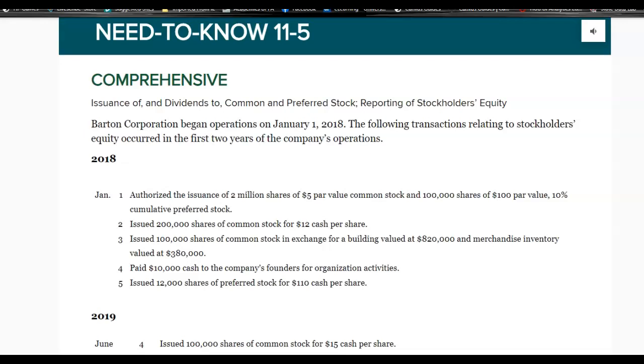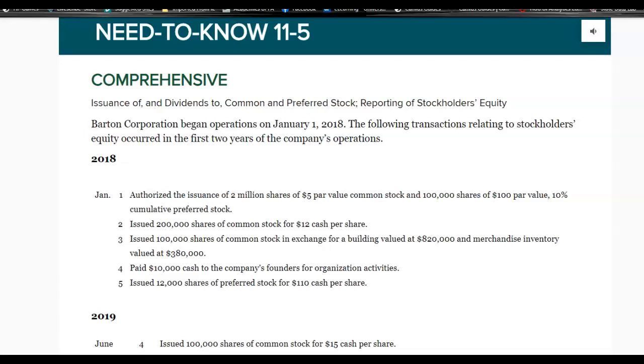Remember, we had 200,000 shares issued initially for cash. So we had 1.8 million that we were still holding on to. Now we're going to issue another 100,000 shares, and this time it's going to be for some physical property. So now we have 1.7 million shares of common stock authorized but not issued. We had 200,000 shares issued for cash payment. Now we have 100,000 shares issued in exchange for some other assets.